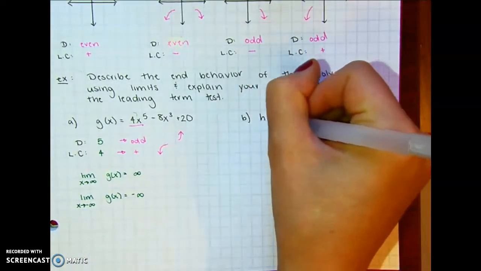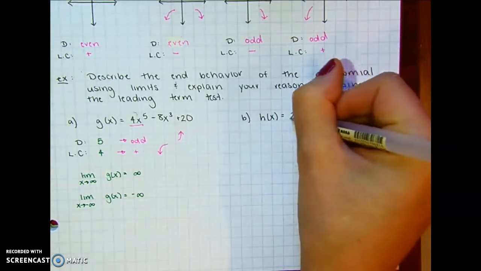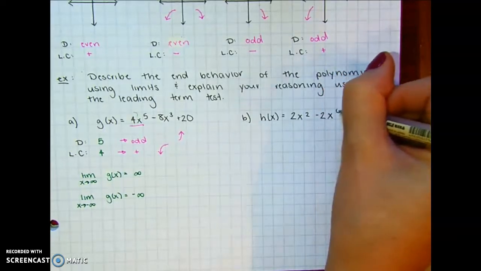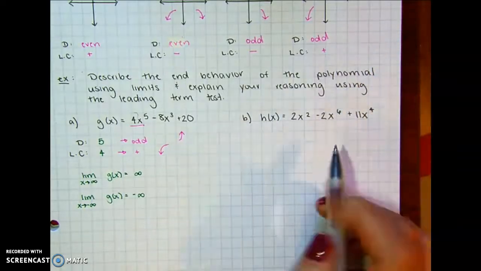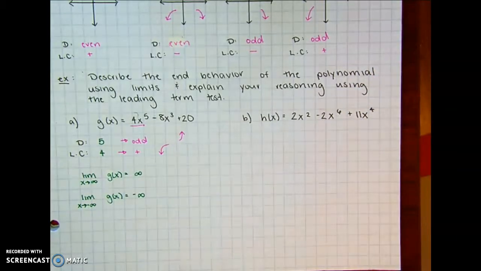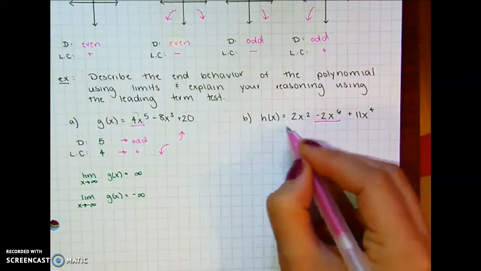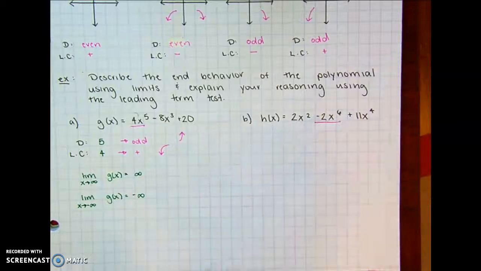Let's call this h of x equals 2x squared minus 2x to the 6th plus 11x to the 4th. So this isn't how you would write a polynomial if you were writing the equation of the graph for yourself. You would write it from the leading coefficient first in descending order. So be careful. A common mistake is to say that this is the leading term, but it's not, because the term is determined by the highest degree. So this should be the leading term.